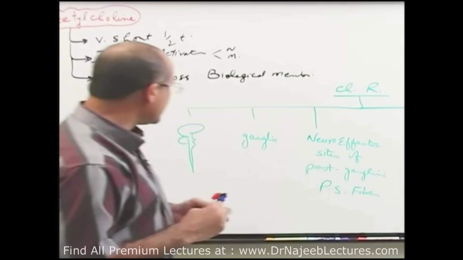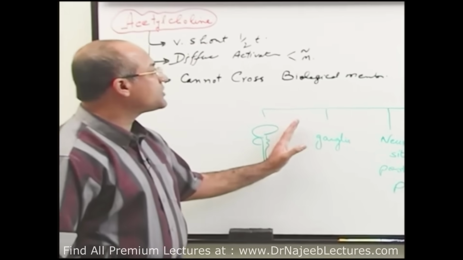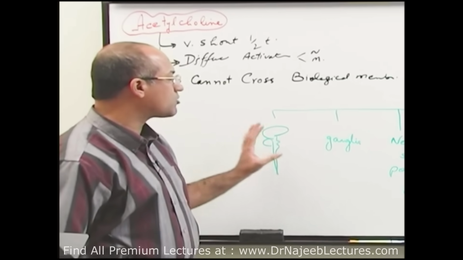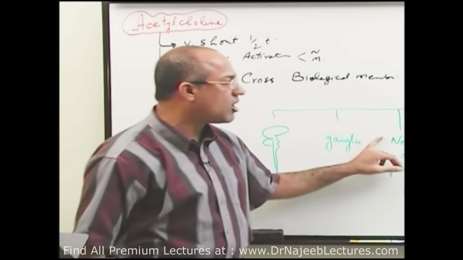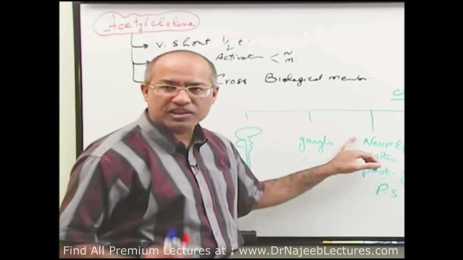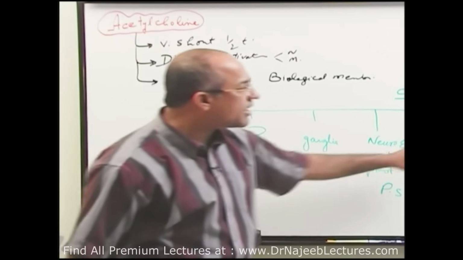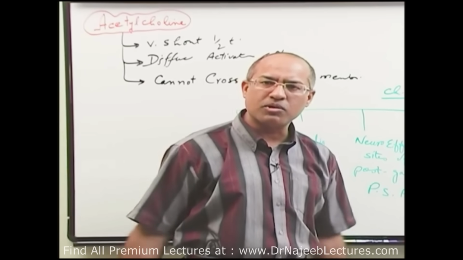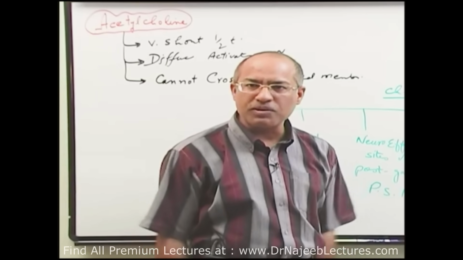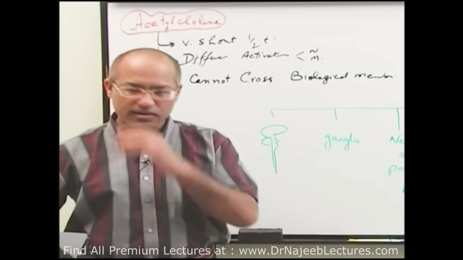So if you give a drug like acetylcholine in general circulation, it will not cross the blood-brain barrier, but at least it will stimulate the ganglia. It will stimulate all the neuroeffector sites where parasympathetic postganglionic fibers give cholinergic activation, and also the neuromuscular junctions. Do you think you are getting some non-specific action on the body or specific? Non-specific. Due to all these reasons, this is not a very good drug.